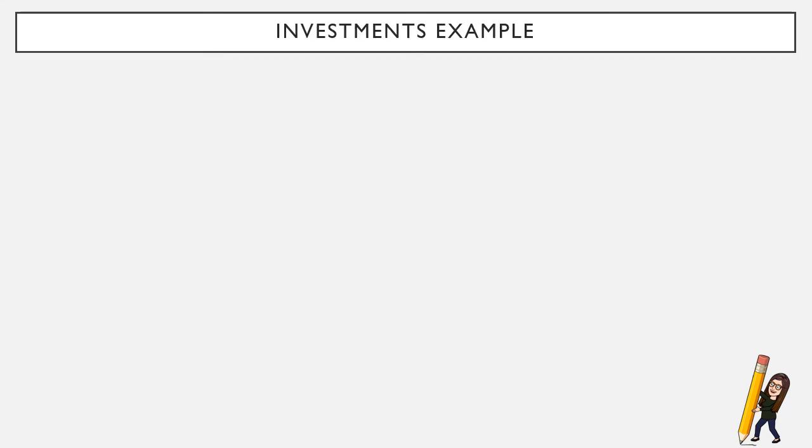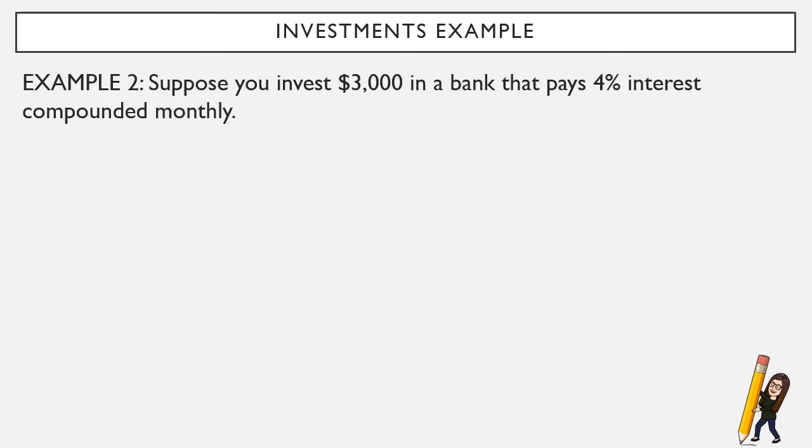All right, let's take a look at an example that deals with that growth and decay specific to money, investments, and compounding. So first of all, in this scenario, we're looking at investing $3,000 into a bank that pays 4% interest, but the key word here is compounded monthly. So compounded, I'm going to deal with that n value, and monthly means it's going to be 12. That's what we're looking at here.